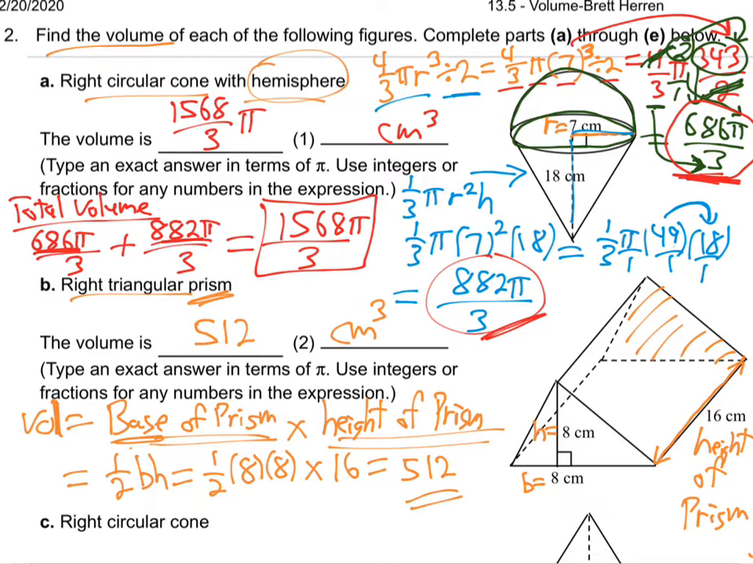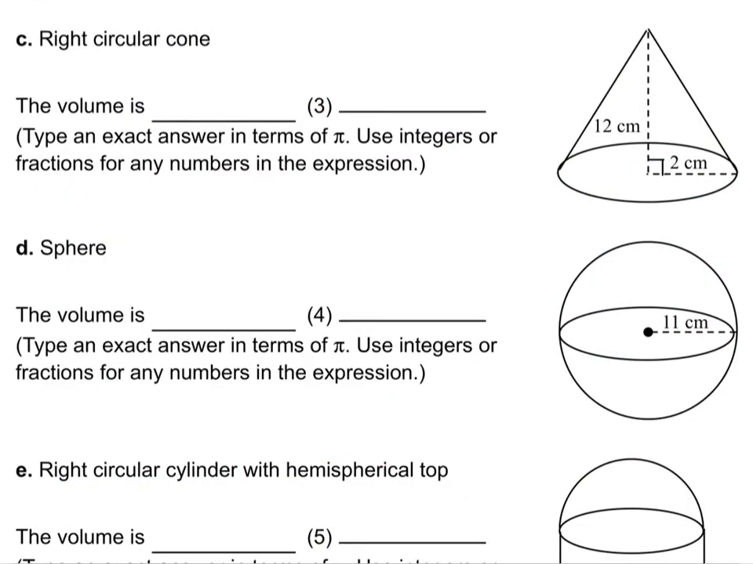All right, so again, the volume of any shape that's a prism that has two of the same things, like two triangles, it's just the area of the base times the height. The area of the base is a triangle, so it was a half base times height, times the height of the prism, which is 16. There we go. Now, part C.